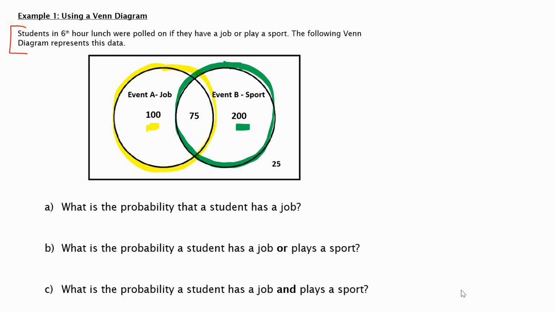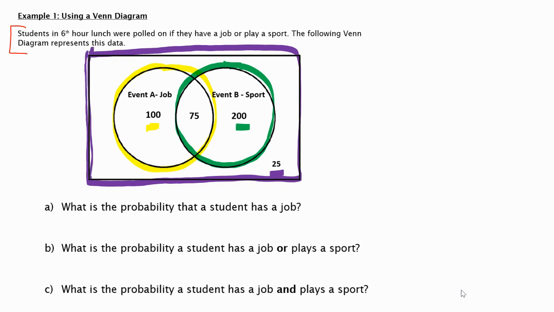One thing that's also a little different is this 25 just hanging out here. It means there are 25 people involved in the poll who didn't identify as falling within either category. They didn't have a job and they didn't have a sport, maybe there's a third thing. A lot of times when there's a value in a rectangle outside the Venn diagram, it represents a quantity that didn't fall within either event or category we set up.